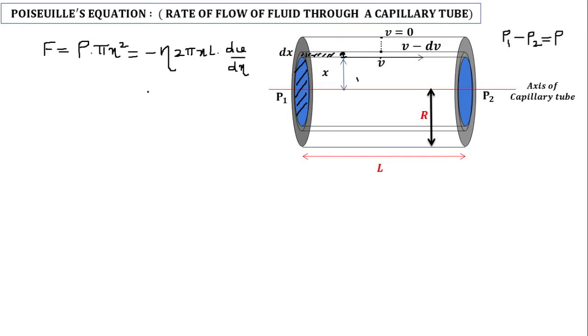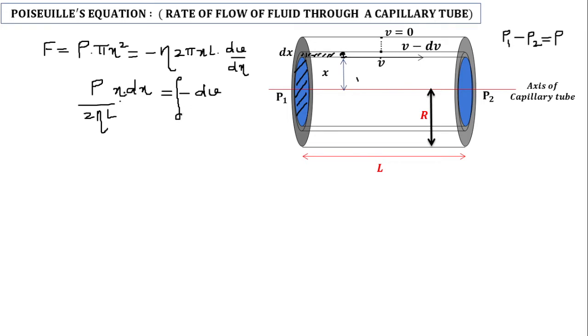So this is from Newton's formula. Then x gets cancelled here, also pi gets cancelled. Then you have P by 2 eta L into dx, and also there is x here. So x dx, P by 2 eta L can be written as minus dv. So this is like variable separable, you can integrate this one.